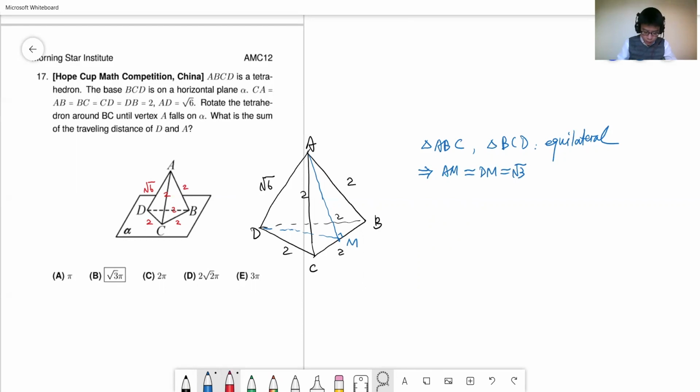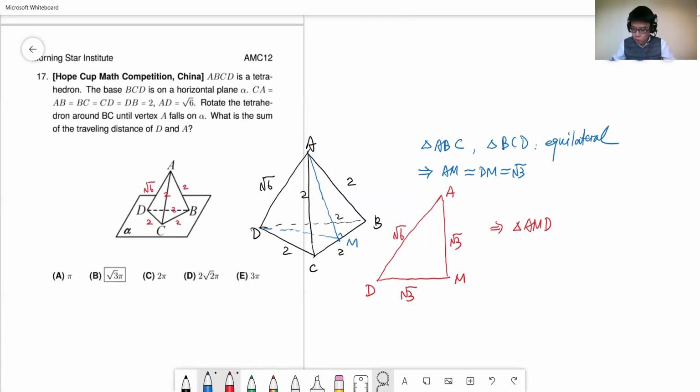Okay, now let's consider the triangle AMD. Because AD equals root 6, AM equals root 3, DM equals root 3, that means triangle AMD is an isosceles right triangle. So if we rotate the tetrahedron around the BC, both A and D travel along an arc by 90 degrees.